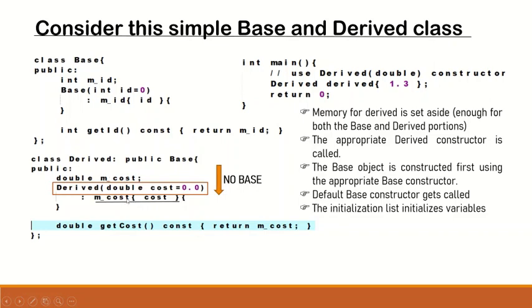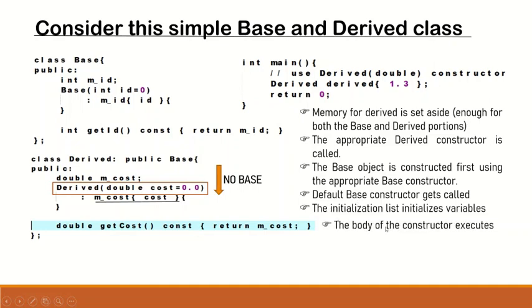You should remember this point. We are not initializing any base class data member here, neither are we calling a base class constructor. So the base part of the derived object will have the garbage value, and the derived class data member will be initialized by the value that we have passed, 1.3. So m_cost will have the value 1.3 here.